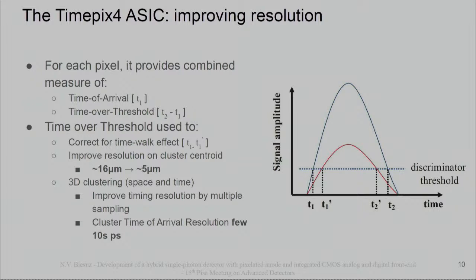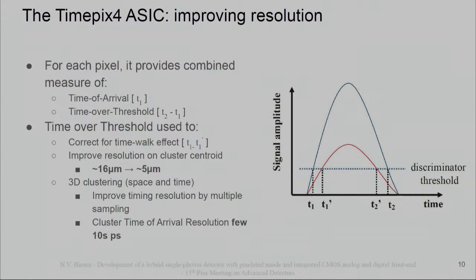How can you improve on the resolution? To improve the resolution, you start with the output data of your ASICs. That is the time of arrival and the time of threshold. But of course, you will have time walk effects. Since you have both the time of arrival and the time of threshold, you can correct for that.